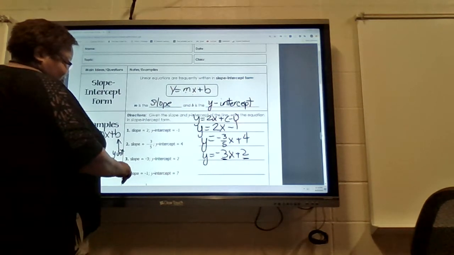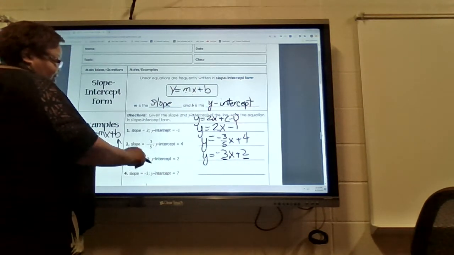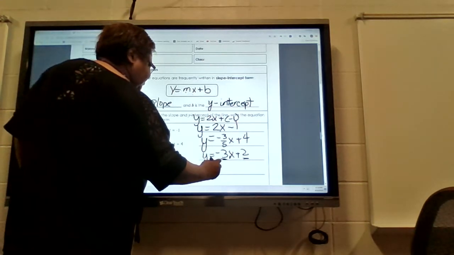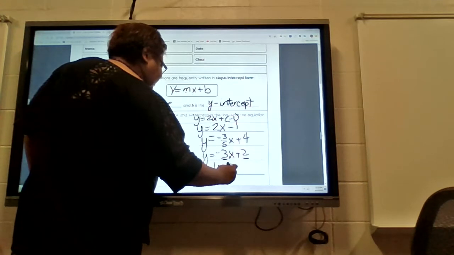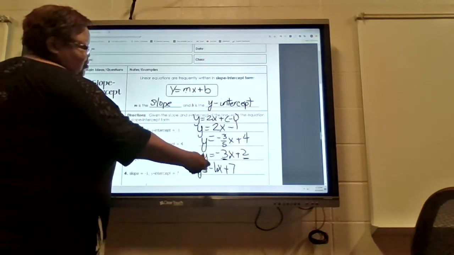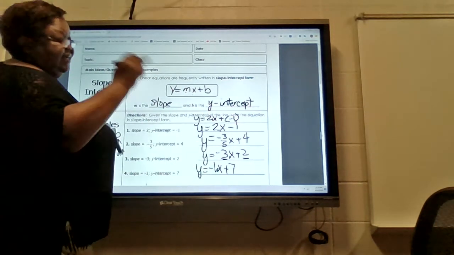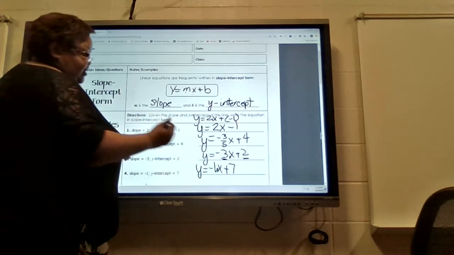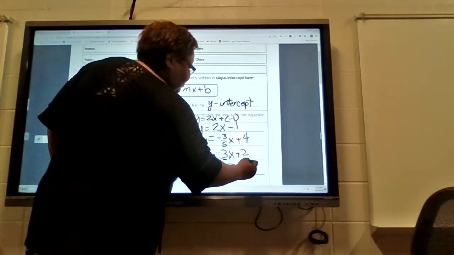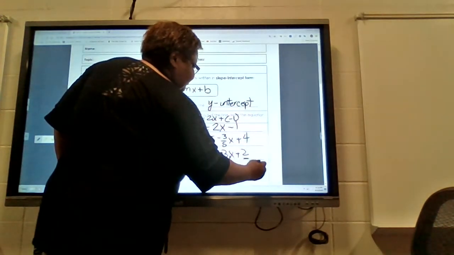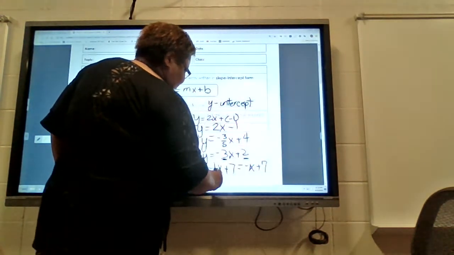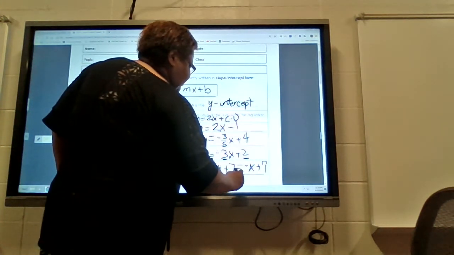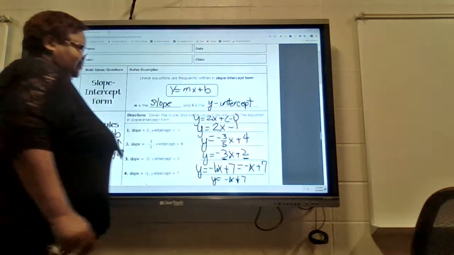Now this one, slope equals -1 and y-intercept is 7. So y equals -1x plus 7. But in algebra, we don't write that like this. And this is pre-algebra, and it's getting you ready. So we're going to get in the habit of, when it's a 1, we don't write it. So my equation is y equals -x plus 7.